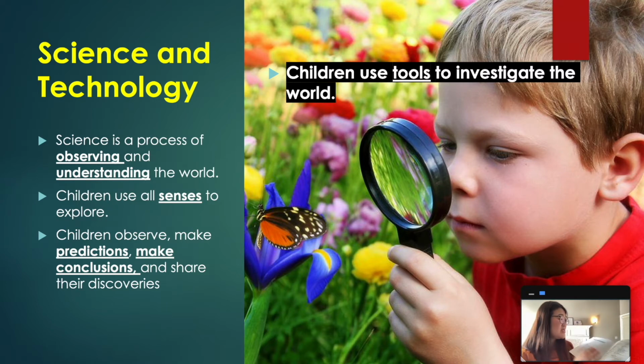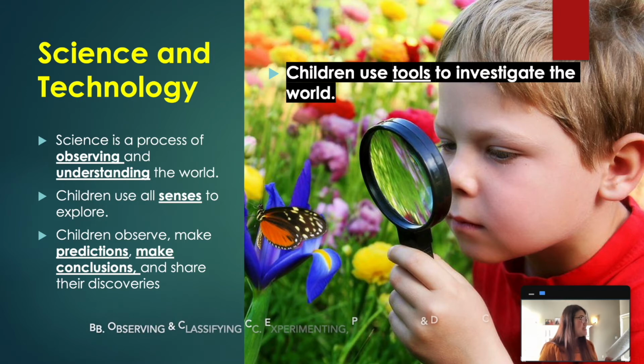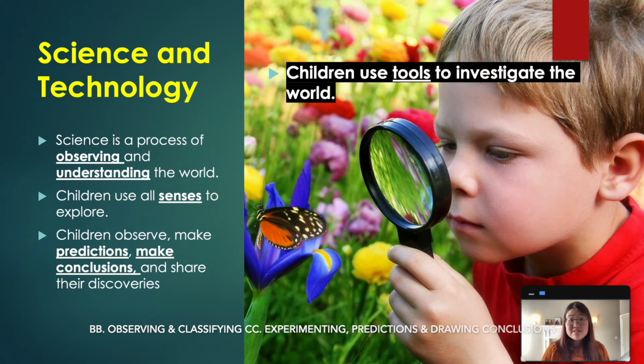If you look to the contents page in your notes, BB, CC, DD, EE. Observing and classifying, where children begin to sort. This is blue, this is yellow, this is green, and they sort it according to colors. They can differentiate what is similar, what is different. Okay? CC, experimenting, predicting, and drawing conclusions.